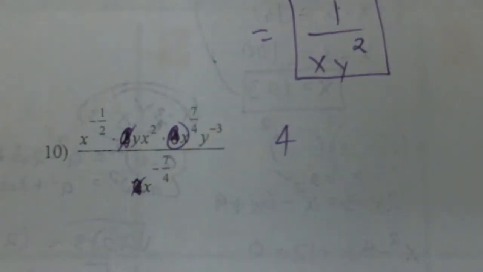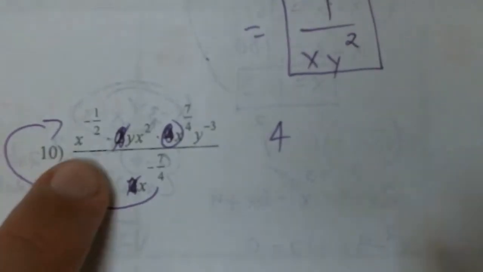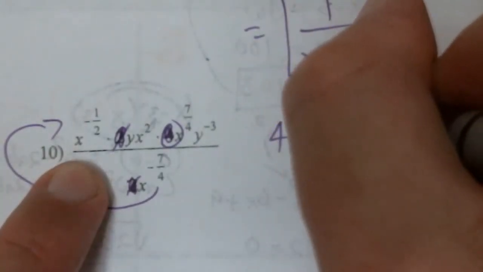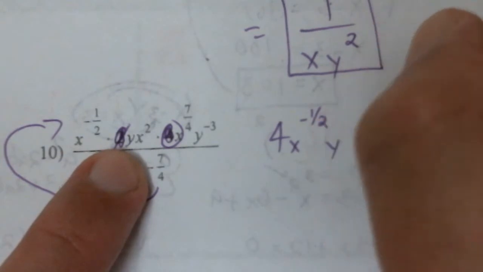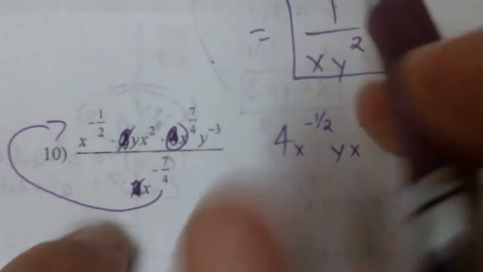Now I don't have to worry about these coefficients anymore. Now I'm just focused on the variables. Again, I see a variable in the denominator that's got a negative exponent. I don't like that, so I'm going to take this and throw it up front. So I've got 4x to the negative 1/2. And then I have y, and then x squared, and, okay, let me back up here.